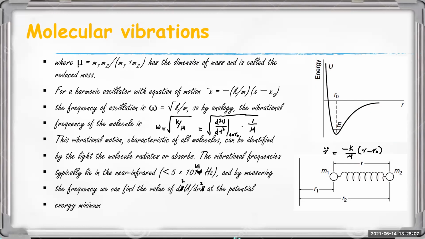So we can find the angular frequency. We obtain the angular frequency as this one. We can find d square U divided by dr square at r is equal to r0. Then we find the angular frequency of the molecule.